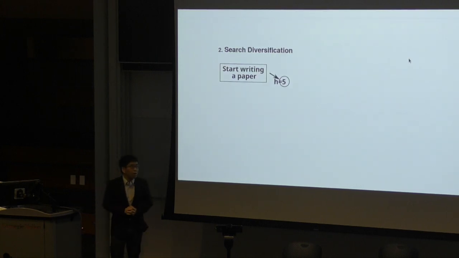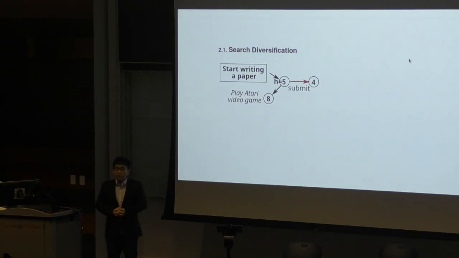So let's talk about search diversification. Imagine you are writing a new research paper and you want to submit it to some conference like AAAI. This is the initial state. You have a heuristic value of 5 and you are running a greedy best first search. In the next step, you have two options: submitting a paper or playing a video game. But clearly, heuristic value 4 is better than 8. So the greedy best first search identifies that you have to submit the paper first.